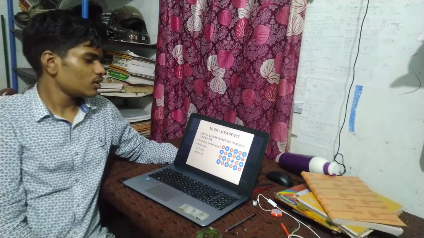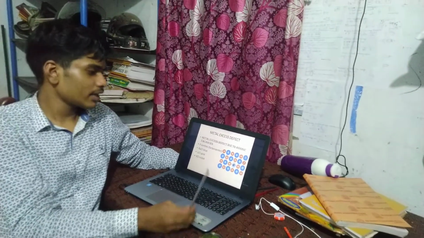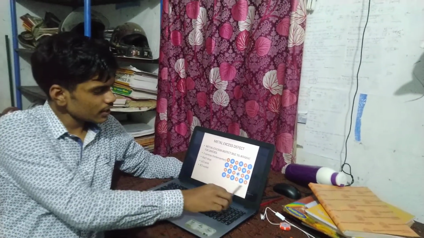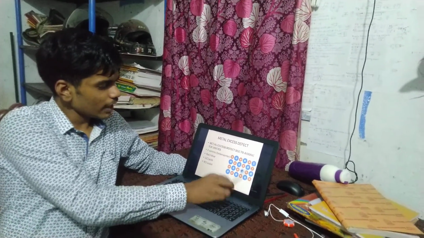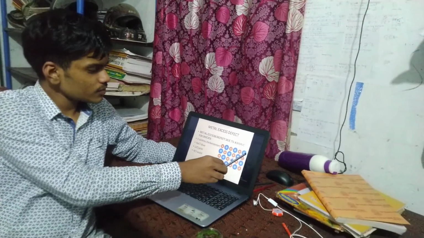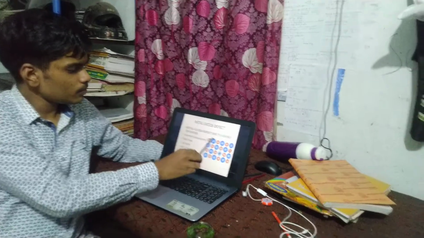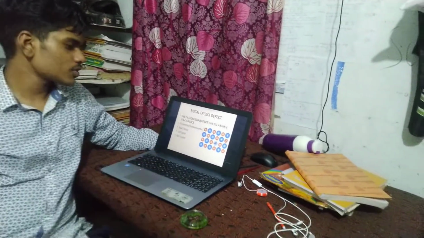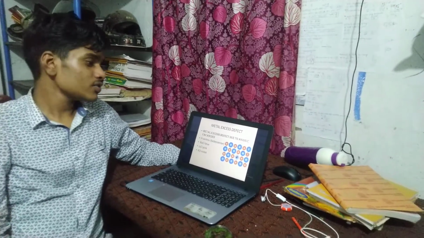So let's talk about this defect by taking an example. We have taken an example of an NaCl crystal. This is an NaCl crystal, you can see in this picture. Here the chlorine atoms are represented by blue atoms, and Na atoms are represented by these orange atoms. So you know that the anions are chlorine.